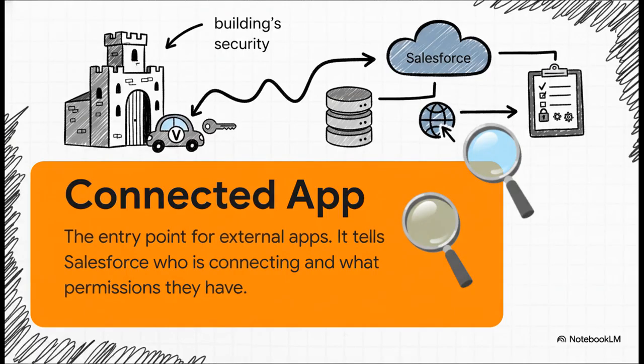First up, we've got the connected app. If OAuth is the valet key, think of the connected app as registering the whole valet company with your building's security desk. It's the official record inside Salesforce that says, hey, this specific application from the outside world is allowed to ask for access, and here are the exact rules it has to play by.